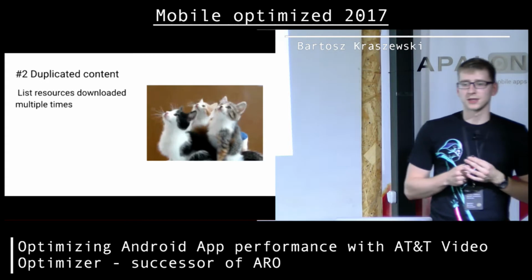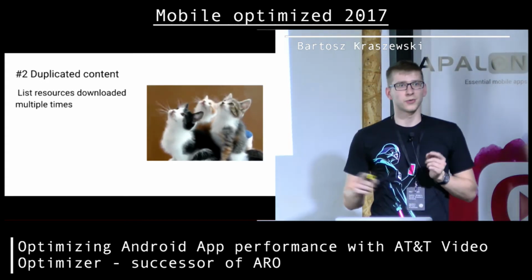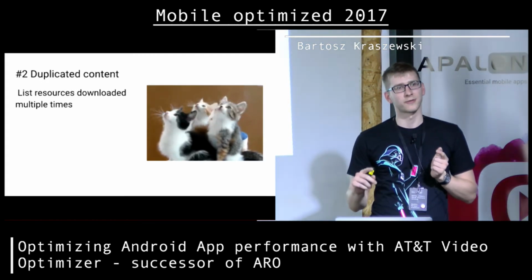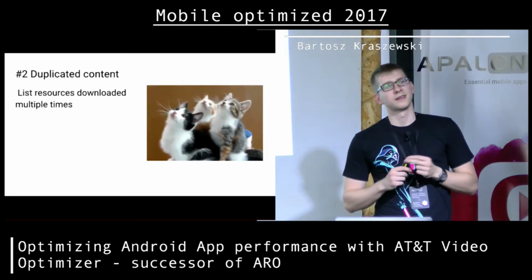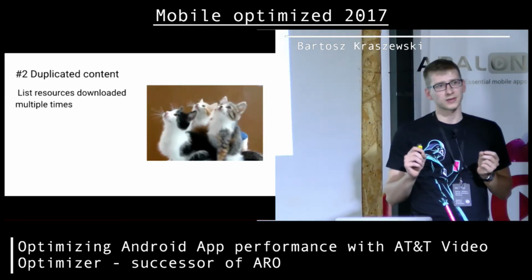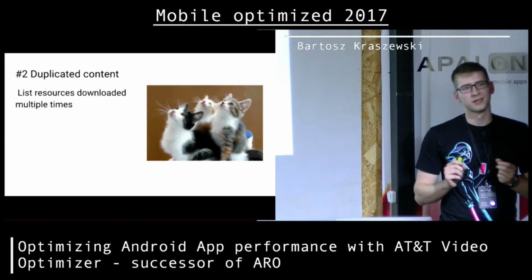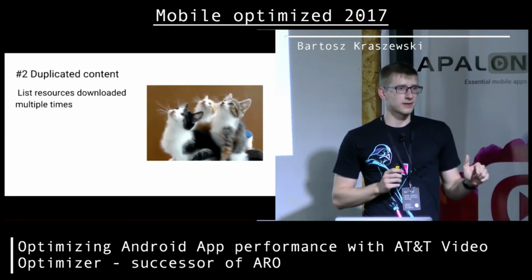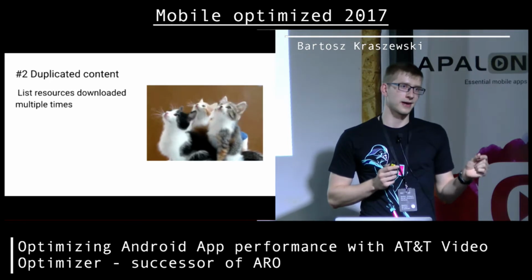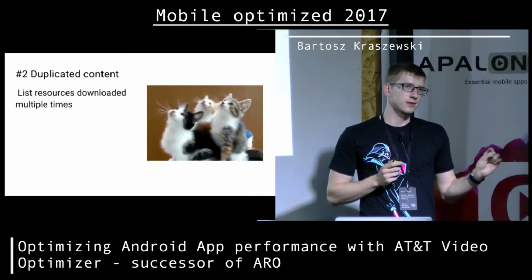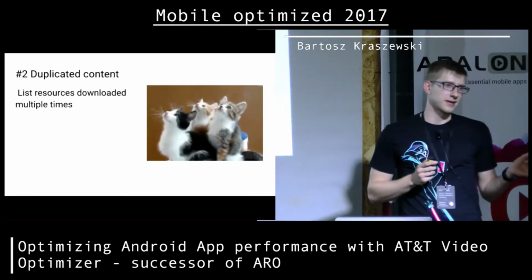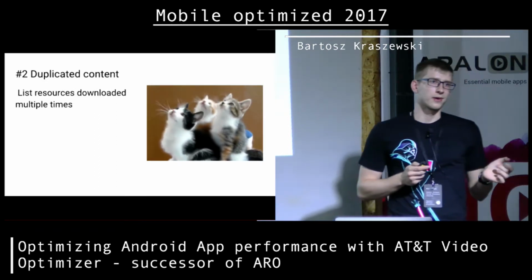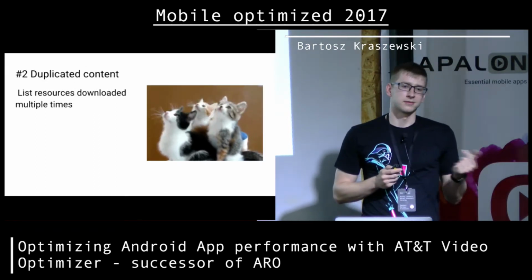Another issue is duplicated content, because during your testing sessions, all the files are listed. And after the very end, you got actual list of content that was downloaded twice or more. If you take a look at this report, you will know that, hey, I have a problem here. This image was downloaded a couple of times, so I need to work better on my caching system.